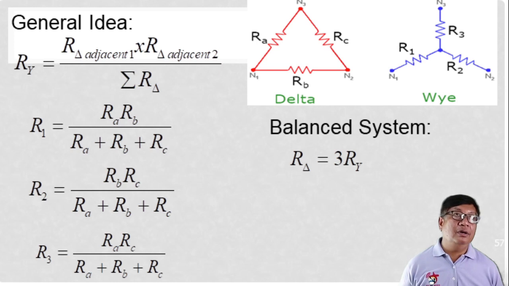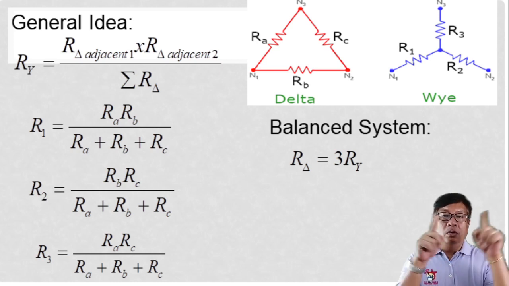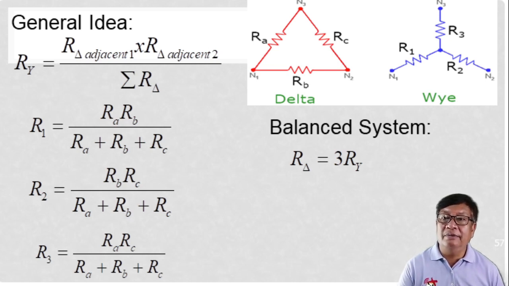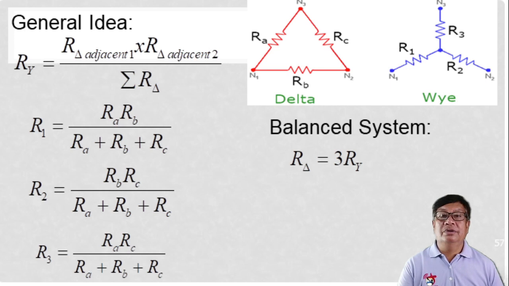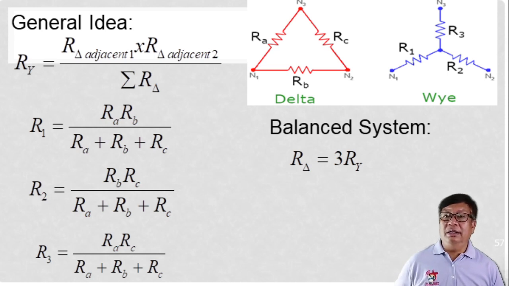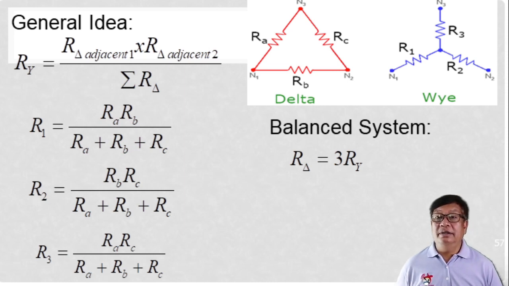If you're going to convert or transform delta to Y, we have this figure. As you can see, we have this delta, labeled R sub A, R sub B, and R sub C. We also have this Y, labeled R sub 1, R sub 2, and R sub 3. To determine any of this converted Y, for example R1, R2, and R3, we have this analysis. Your R sub Y, the resistance connected in Y, is equal to the delta resistances adjacent to 1, or the delta resistances adjacent to 2.